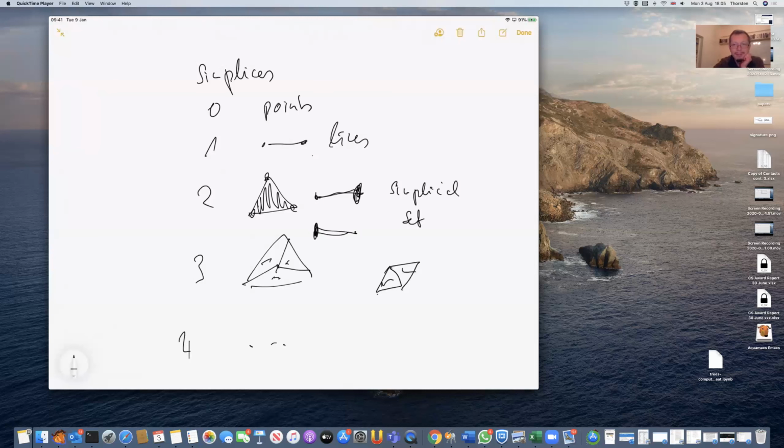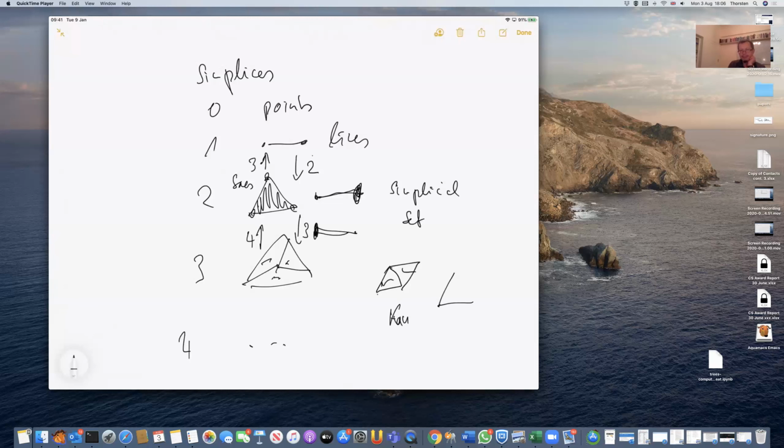So the logic is this: every triangle has three faces, which are the lines, and there are two ways to turn a line into a triangle, and that's similar here. Every tetrahedron has four triangles, four faces, and there are actually three ways to turn a triangle into a tetrahedron in a trivial way. So these are simplicial sets, and now the Kan property is something like this.